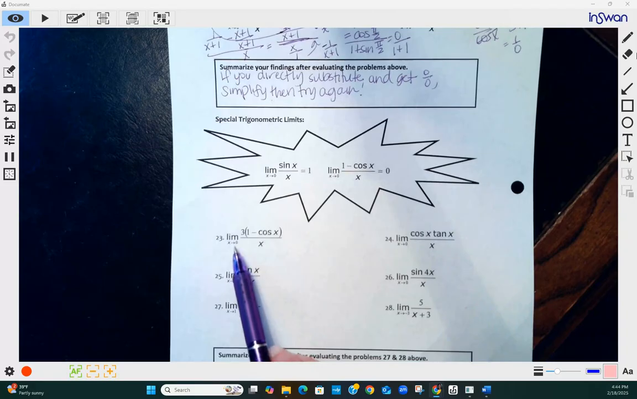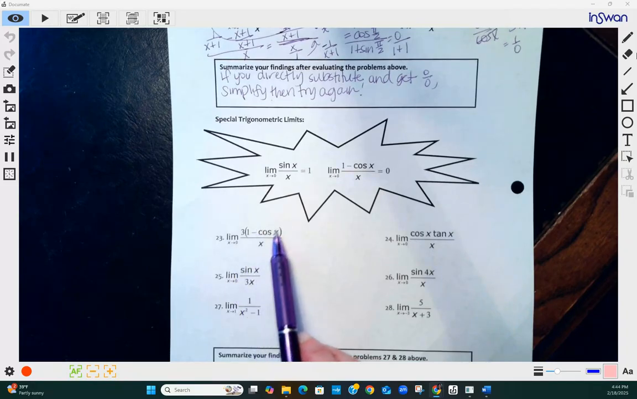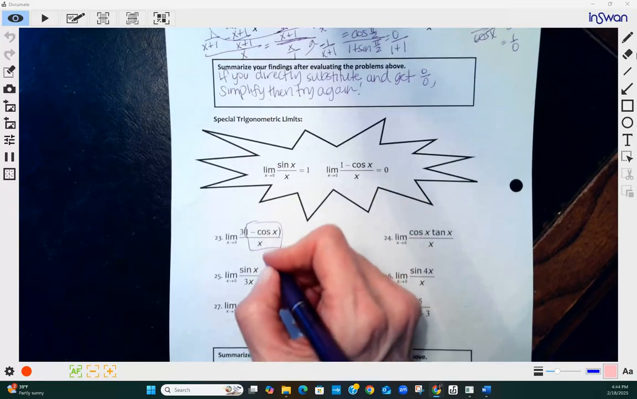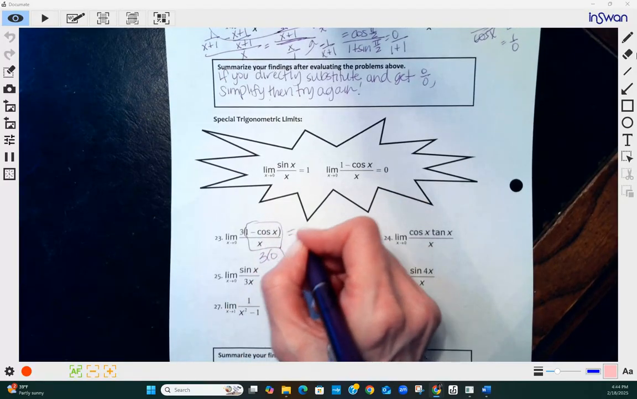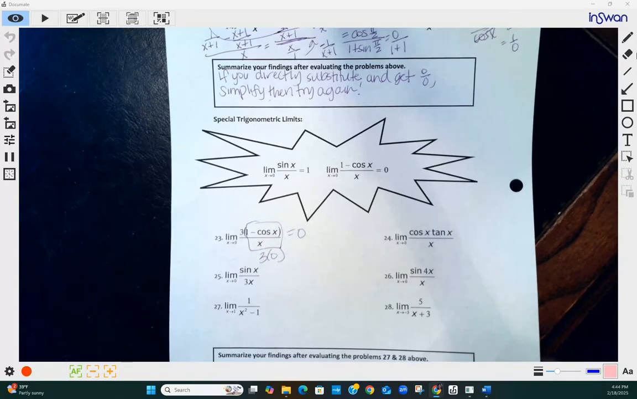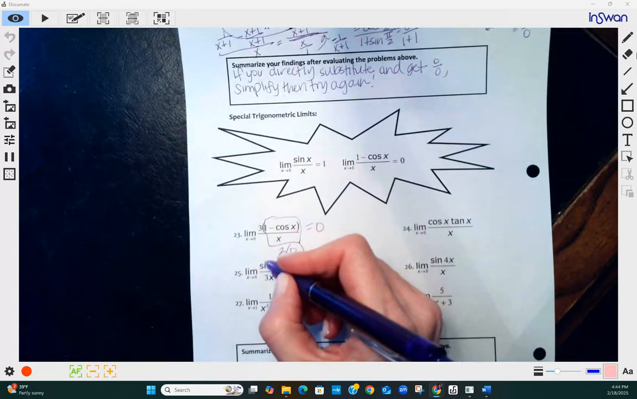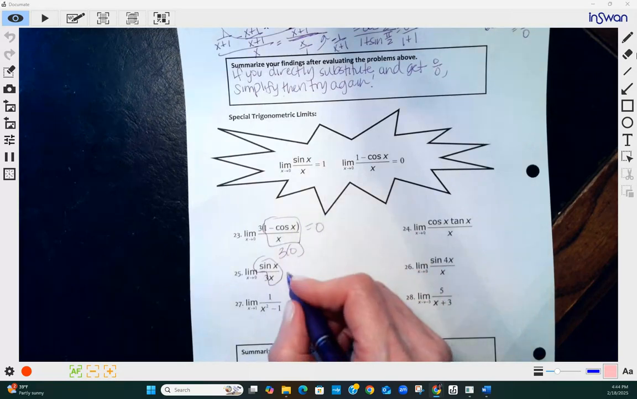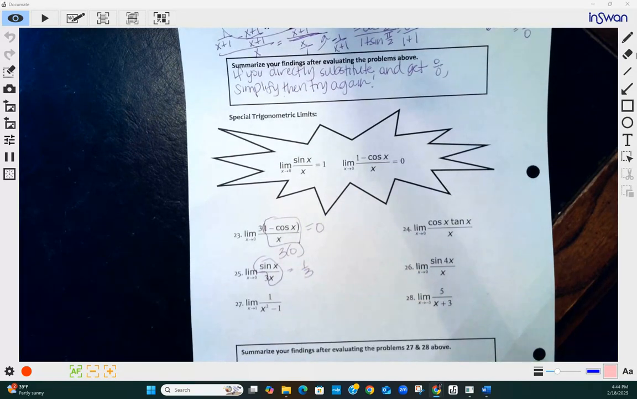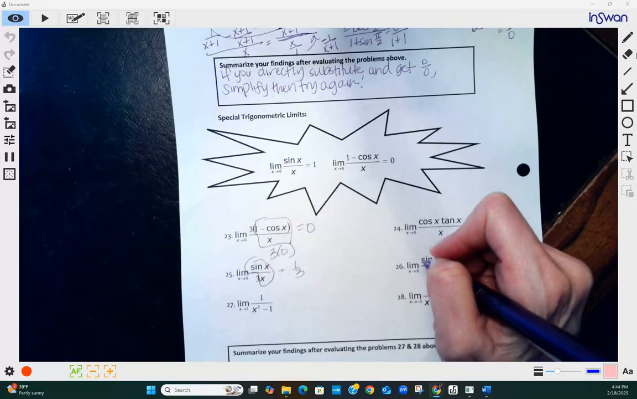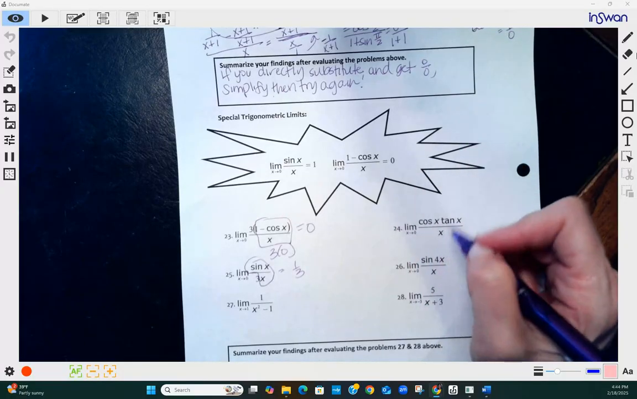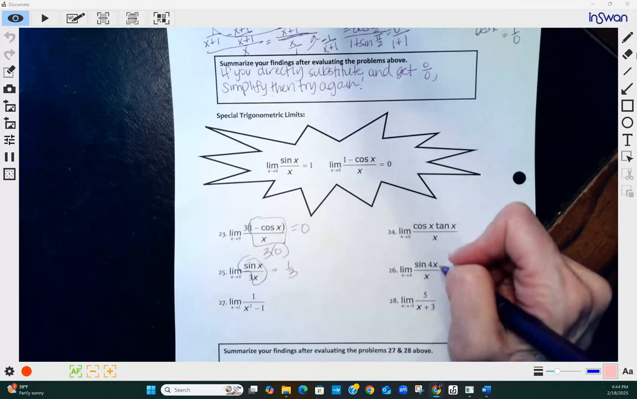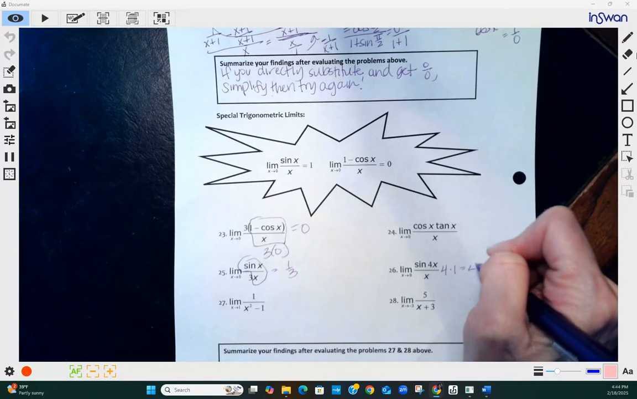So if the limit is x approaches 0 and I see 1 minus cosine x over x, I can just replace that with 0. So this would become 3 times 0, and my answer will be 0. Here, I can see the sine x over x. I can replace that with 1, and my answer will be 1/3. Same thing here. It's not exactly what happens, but I can pull out the sine x over x, and it's just going to be 4 times 1 and give you 4.